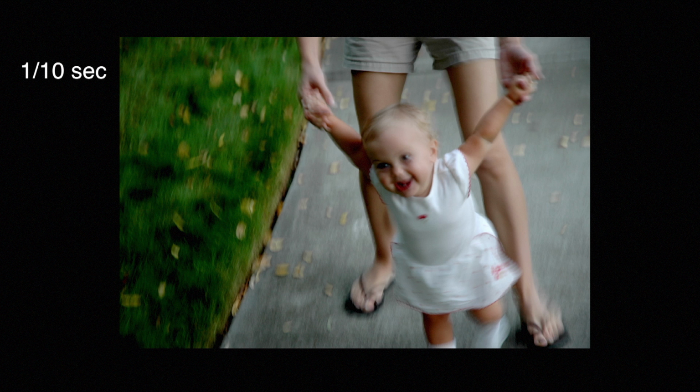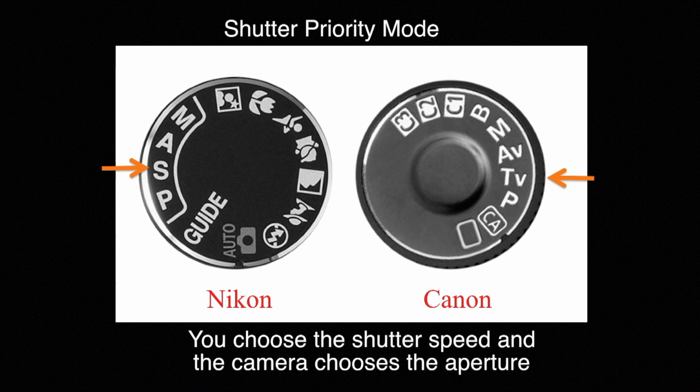Our digital cameras make it easy to select the shutter speed we want and have the camera adjust to the right aperture for a balanced exposure. The first step is to set your camera in the shutter priority mode. For Nikons, this is the S mode. For Canons, it's the TV mode. TV stands for time value.